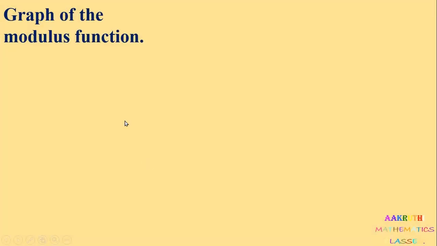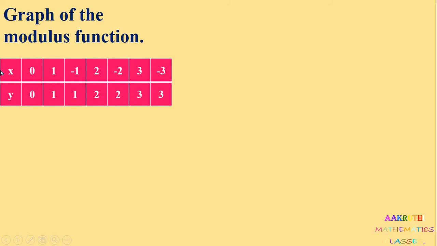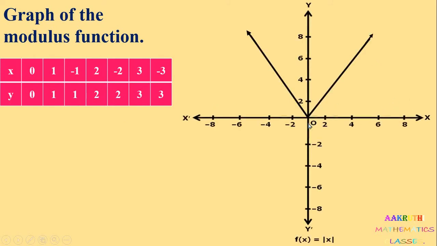Next we see the graph of the modulus function. Here we take different values for x and we get values for y like this, and the graph of the modulus function will be like this. So modulus of 0 is 0 only, modulus of 2 is 2, modulus of 4 is 4, modulus of 6 is 6, and modulus of minus 2 is plus 2, modulus of minus 4 is plus 4, and modulus of minus 6 is plus 6, and we get a graph like this. So this is the graph of the modulus function. For positive and negative values, we get only positive values. So the graph will be like this. This is the graph of the modulus function, y equal to mod x.